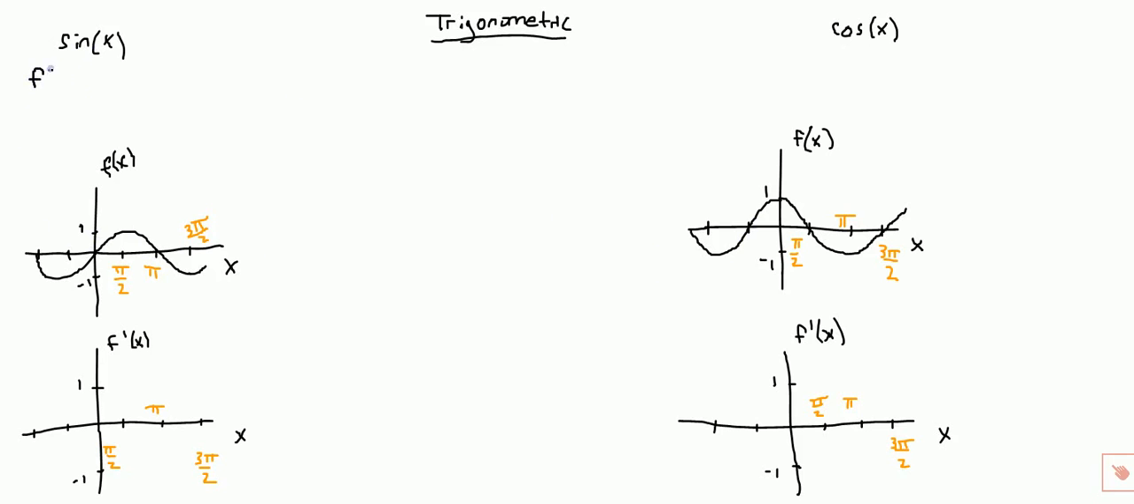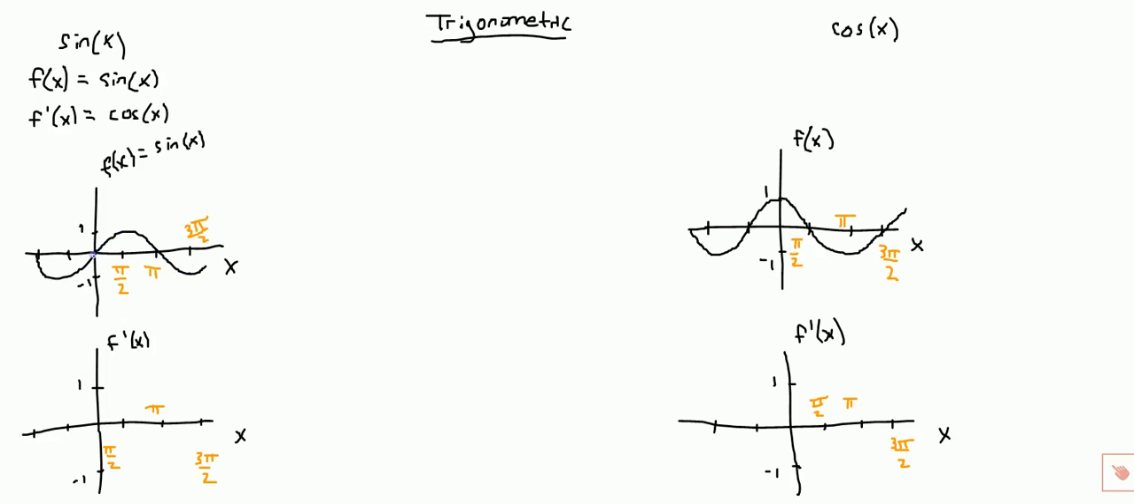So if our function is sine of x, then the rule is that the derivative is cosine of x. Okay? So let's draw some tangents on sine of x. This top graph is f of x equals sine of x. Sine of 0 is 0. Sine of pi over 2 is 1. Sine of pi is 0. And sine of 3 pi over 2 is negative 1.